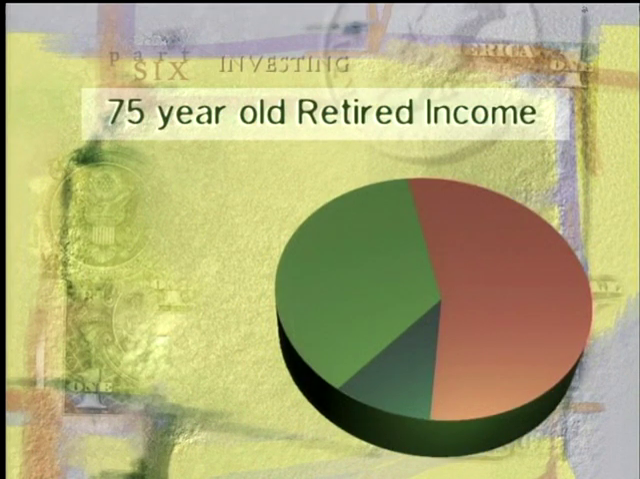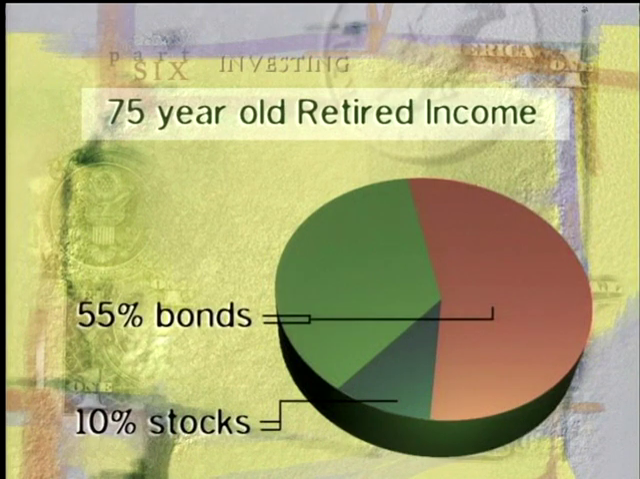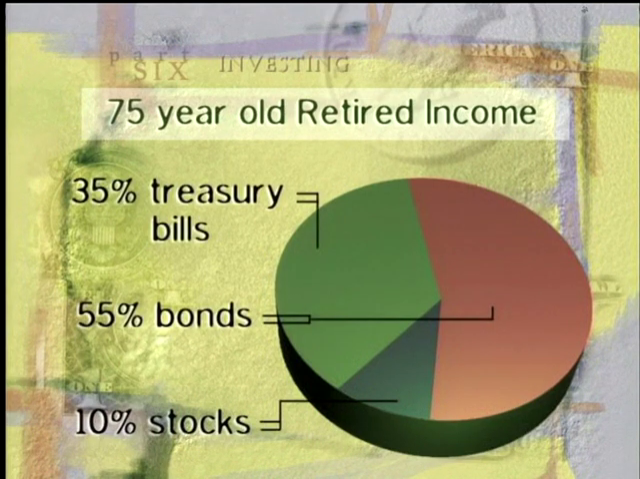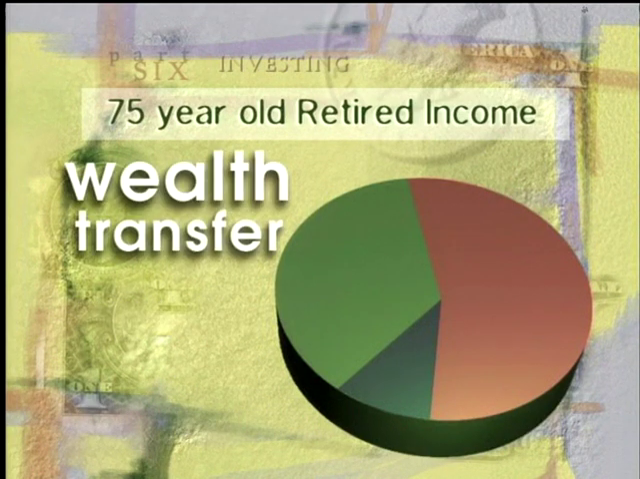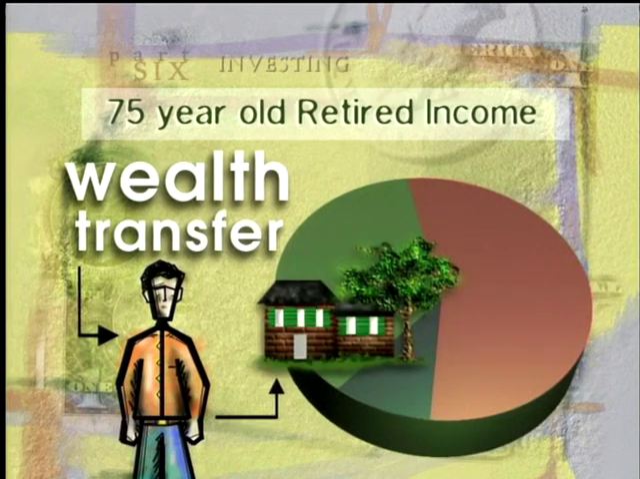Finally, a 75-year-old retired income investor would have an asset allocation that focuses on stable investments with 10% in stock, 55% in bonds, and 35% in treasury bills. Now the focus is on wealth transfer, meaning transfer to the individual to use for living expenses or transfer to other family members.